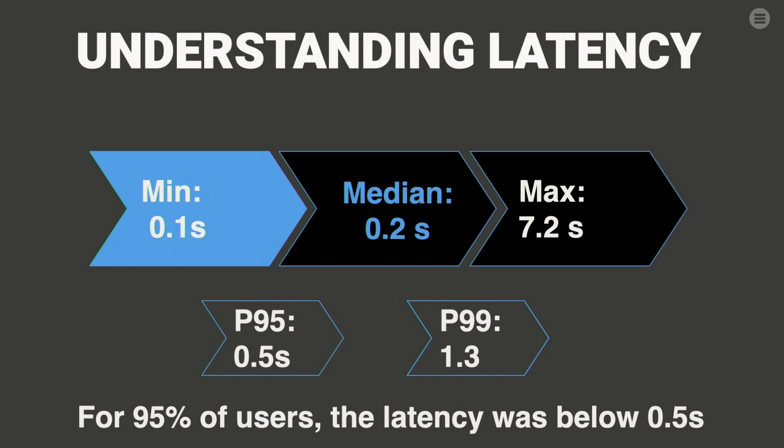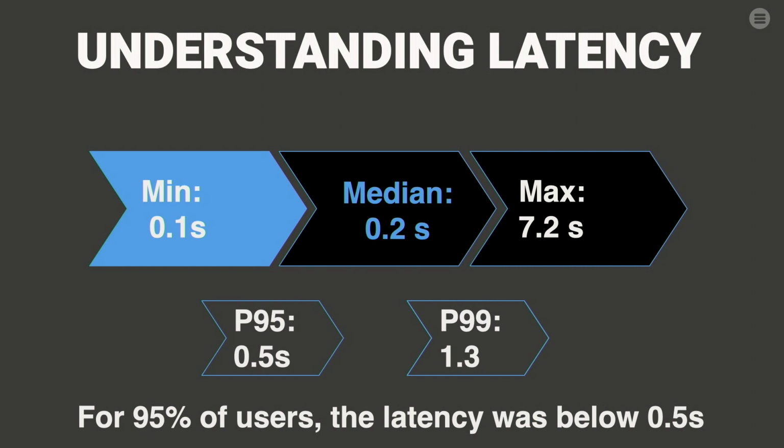So in this example, you can see that I say that the maximum latency that we saw during a performance test run or on production was 7.2 seconds, and using the chart that was in the previous slide, we can say, oh, maybe the P95 is 0.5 seconds, but the P99 is 1.3 seconds. So again, for 95% of users, the latency was below 0.5 seconds.